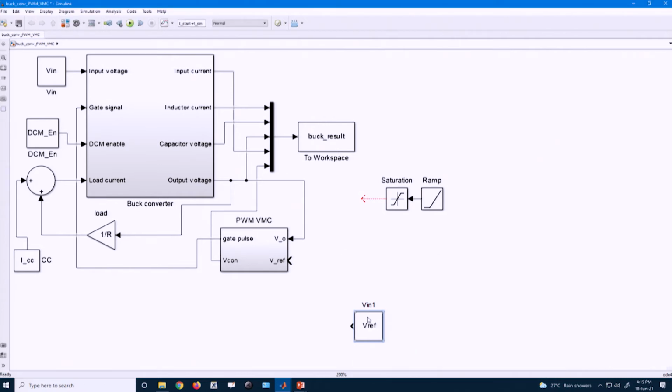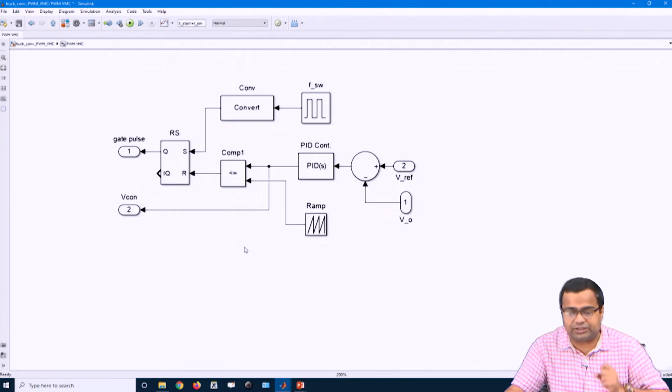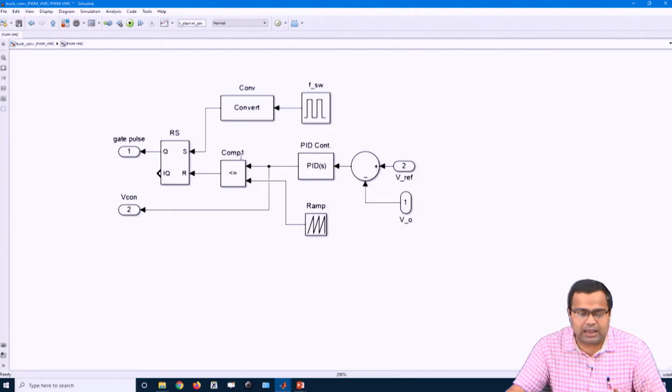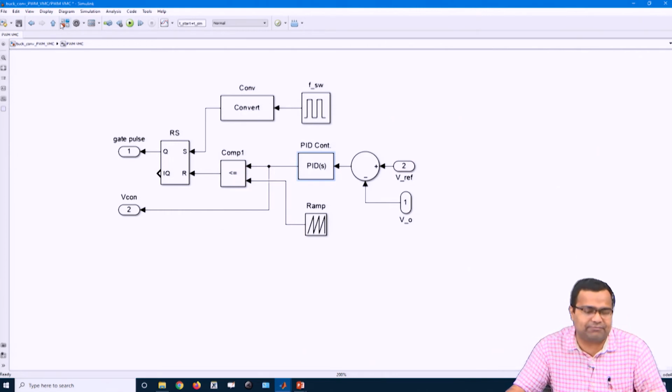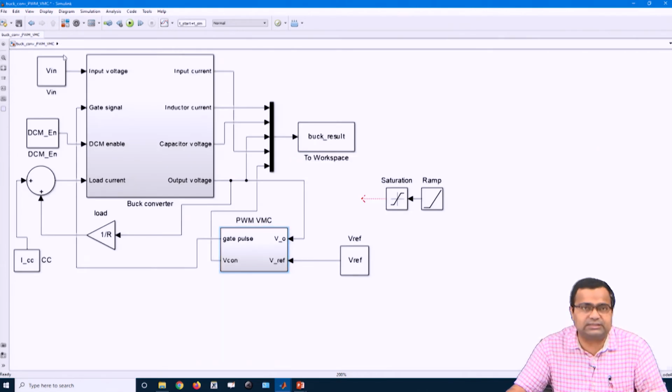And this is my Vref. That means, this is my reference voltage. So, the reference voltage is coming, and this block I have already shown is the feedback block, and the gains of the controller are assigned as Kp, Ki, Kd, which I am calling from the external MATLAB file. So, this is like a standard voltage mode control that I am going to discuss.